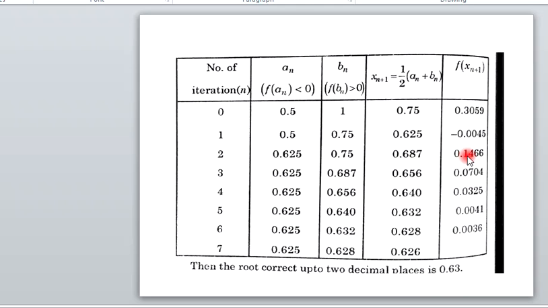Again we are getting positive. So if this value is positive, the positive column will be changed. In the positive column the new root will be taken, and the other will remain the same. In this way we proceed up to the 7th approximation. The roots agree in the first decimal place, and in the second decimal place we have 6 to 8 and 6 to 6. That means approximately we have to correct up to the second decimal place, and we are getting 63. So the root up to 2 decimal places is 0.63.